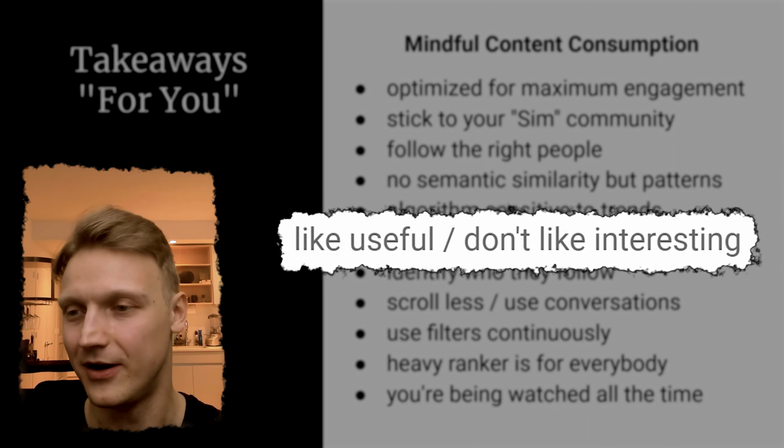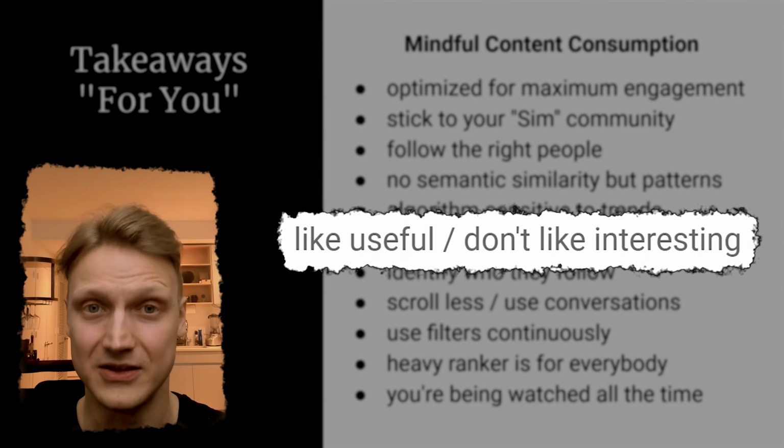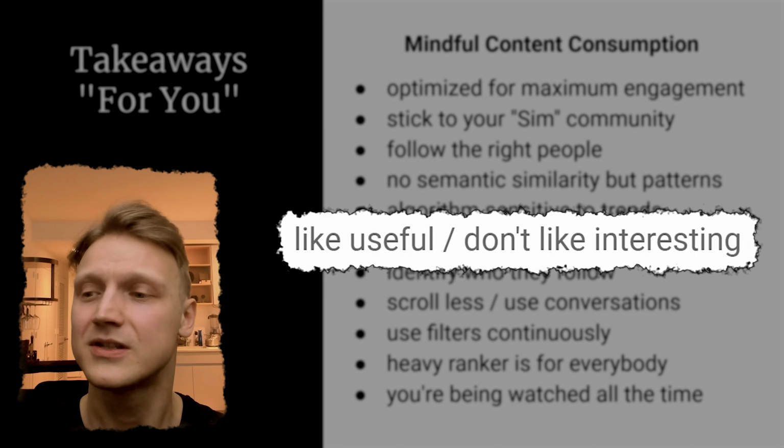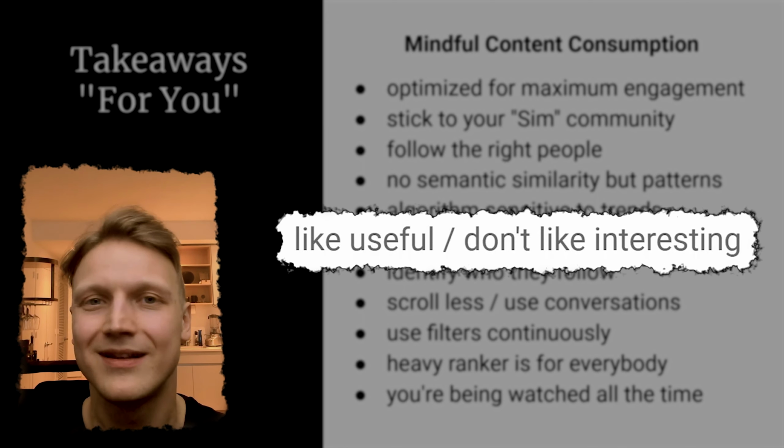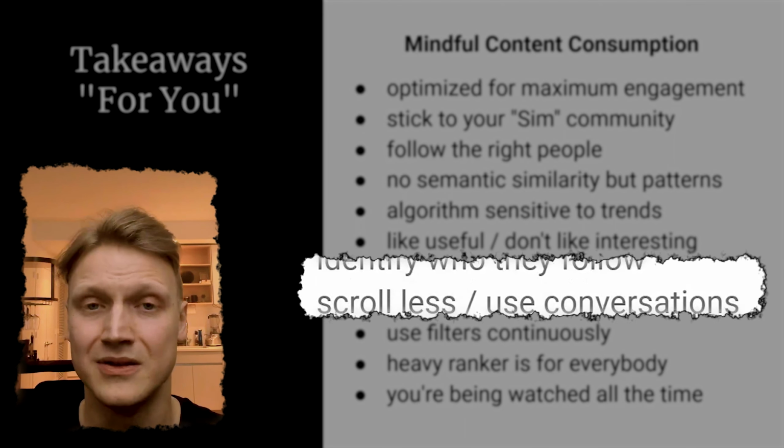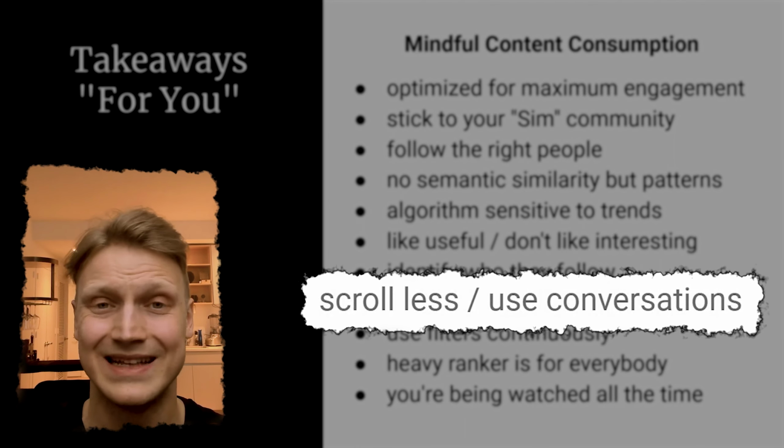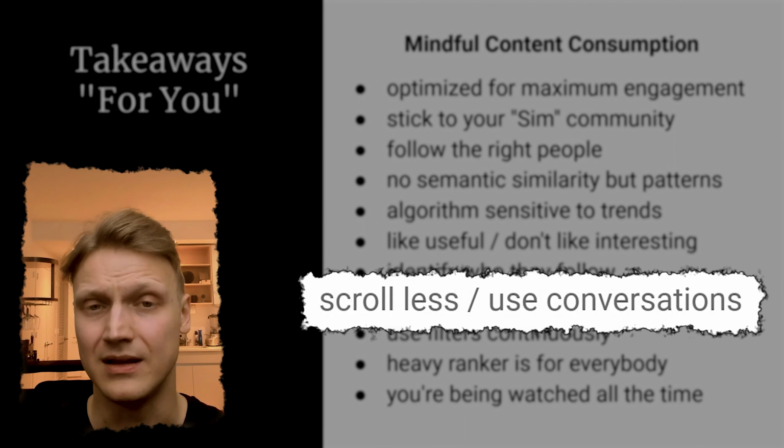to adjust for it. For instance, you want to like useful content, really useful content, but you don't want to like just interesting content. You don't want to scroll a lot, but instead use conversations more thoroughly. Just to tell the algorithm, this is what I really like, so give me more of that.